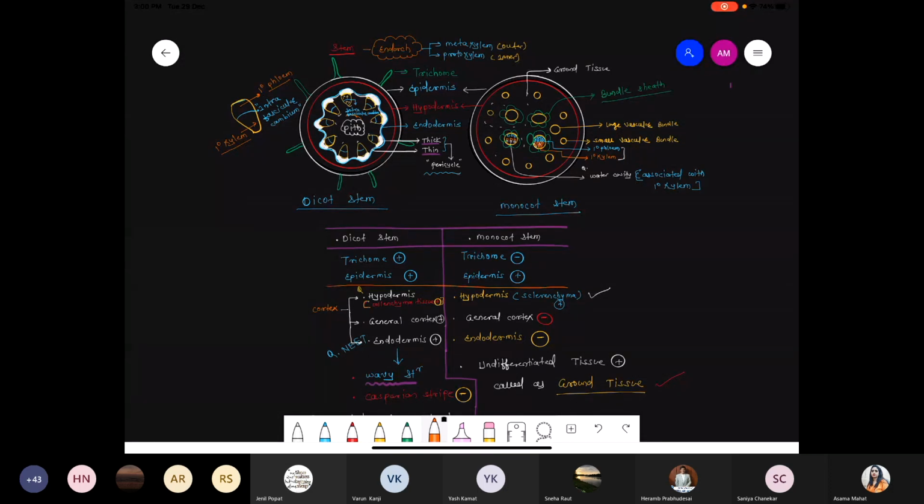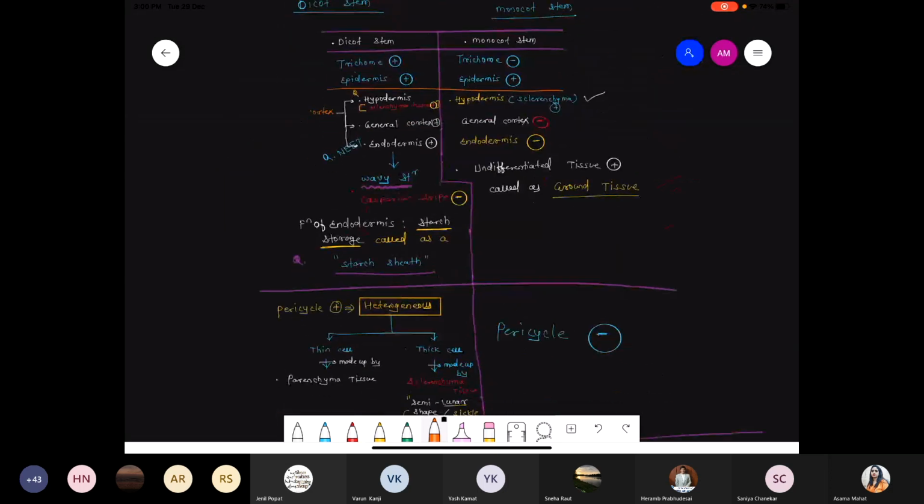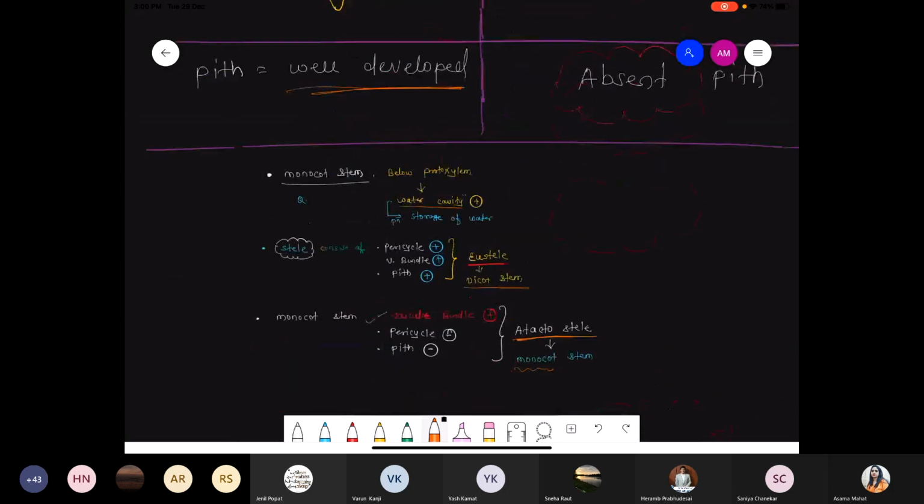So we started from the diagram, dicot, monocot. Then we went to the differentiation part, and now we end with the atactostele and the U stele. U is present in dicot because all three tissues are present, and atacto is present in case of the monocot. Got it? Hello? Clear?